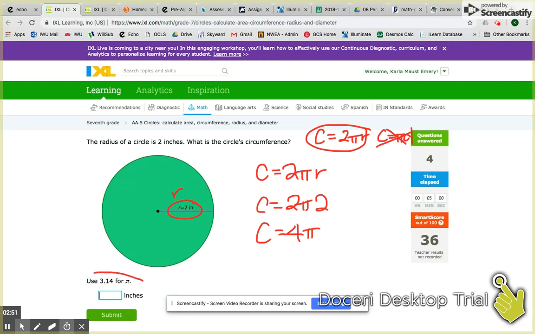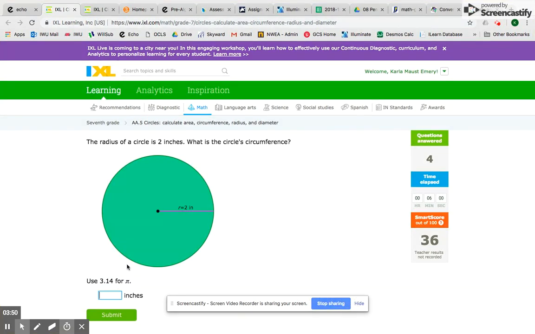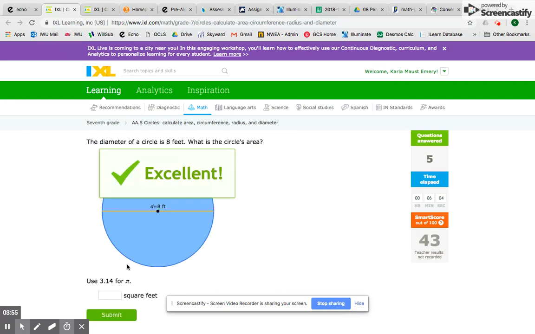And here it says use 3.14 for pi. So I'm going to do C is equal to 4 times 3.14. And now I'm going to put that in my calculator. So 3.14 times 4 gives me C is equal to 12.56 inches. Okay, so I'm going to put that into my box. 12.56. Excellent.